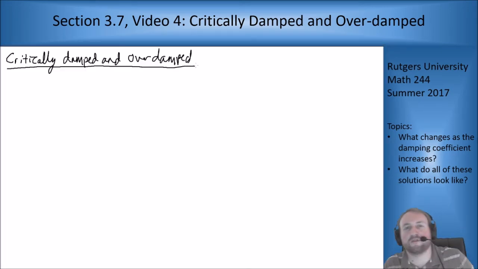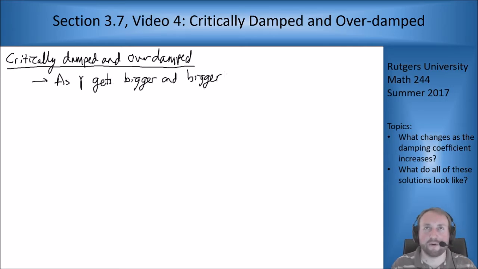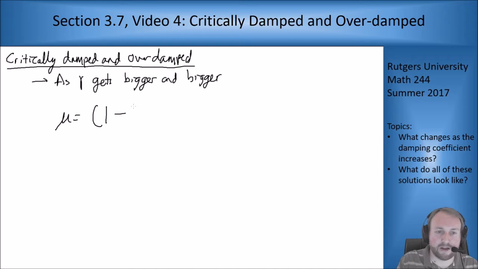Critically damped and overdamped solutions basically come about when your damping coefficient gets bigger and bigger. The underdamped case was when we had small damping, so gamma was small enough that things still oscillated. In this case, things stop oscillating because your damping coefficient is too strong. The way to see where this transition happens is to look at the mu we had before. Our quasi-frequency mu was given by (1 - gamma squared over 4km) to the 1/2.